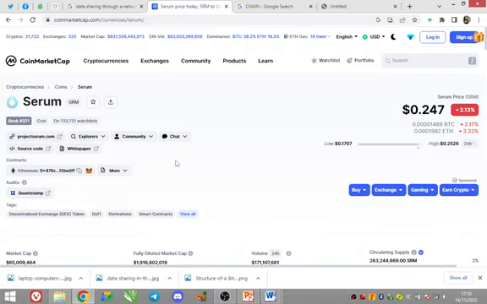Now in some tokens we can only have one contract address. But in this Serum, let me look for an actual token so that everything will be clear to you. Okay, let us not use OP. Let us just use Tron.